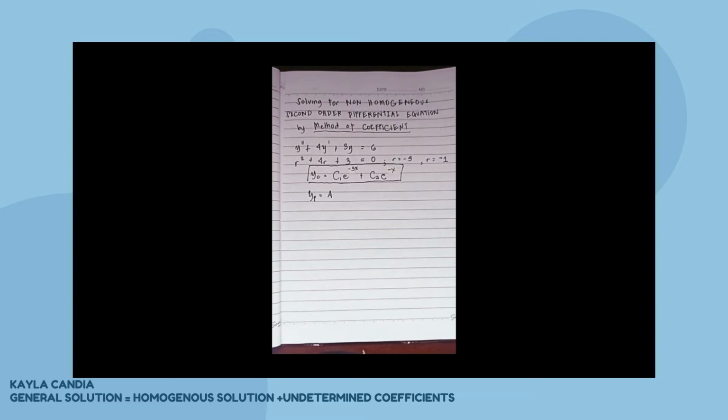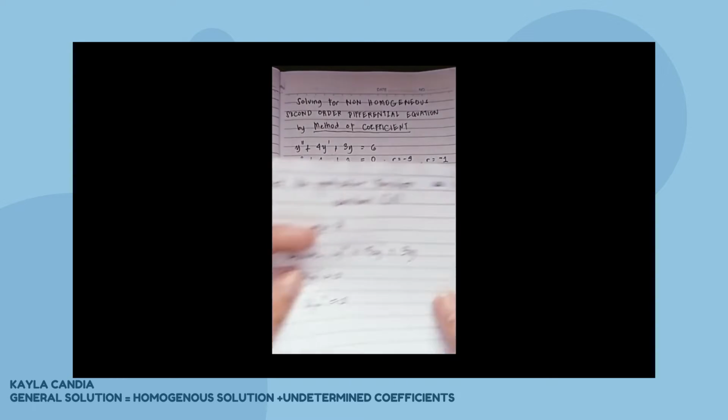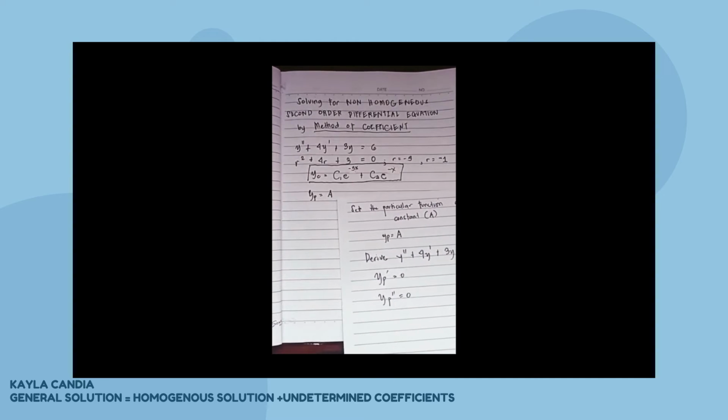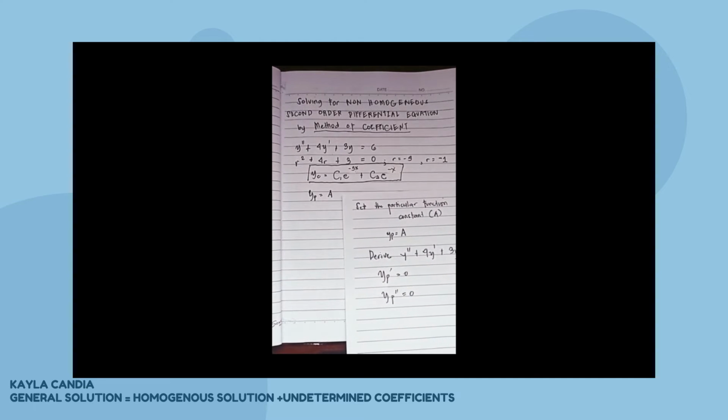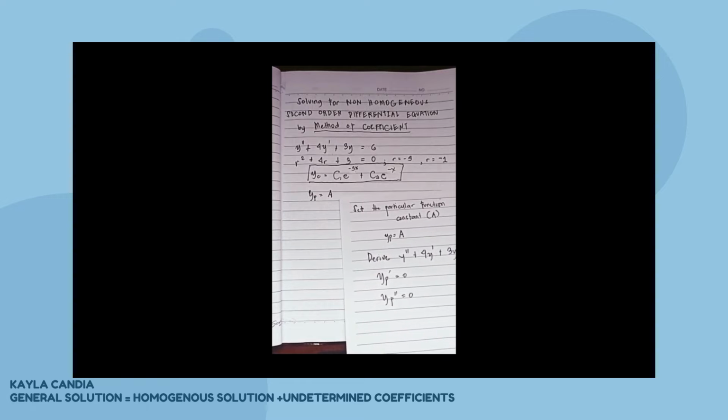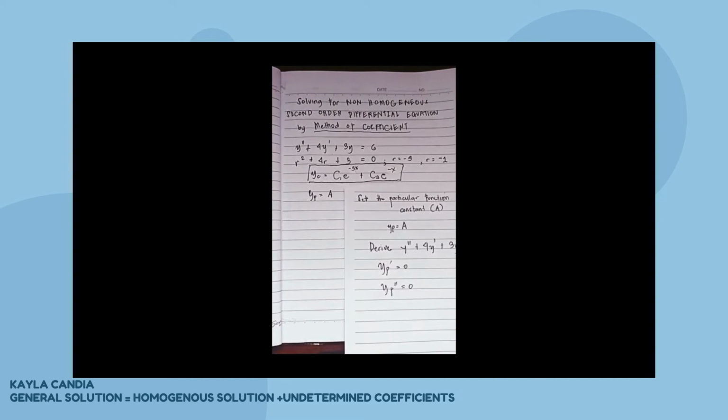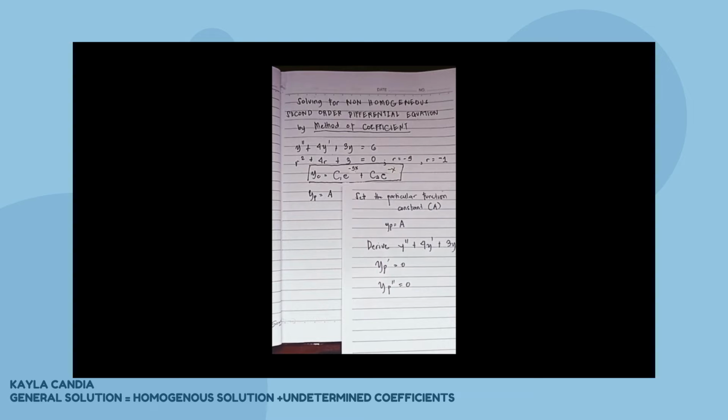So we are going to differentiate for y double prime plus 4y prime plus 3y. Since our particular function or particular solution is some constant, the first derivative of y sub p is equal to 0, as well as the second order derivative. It's also 0.